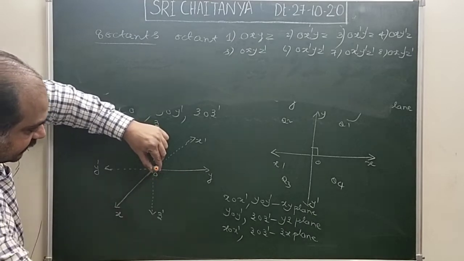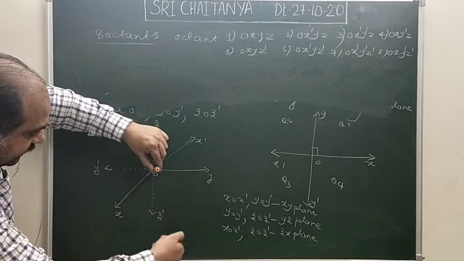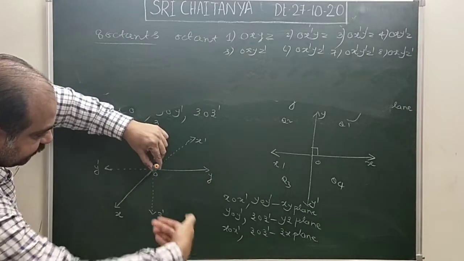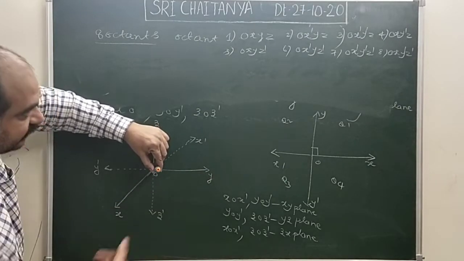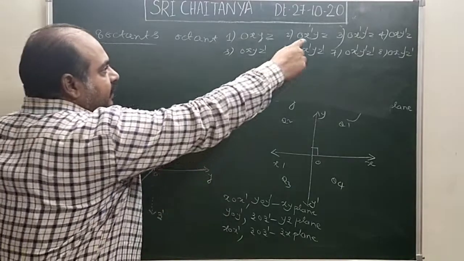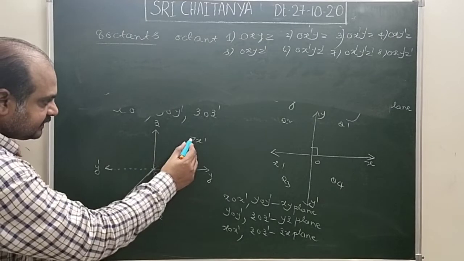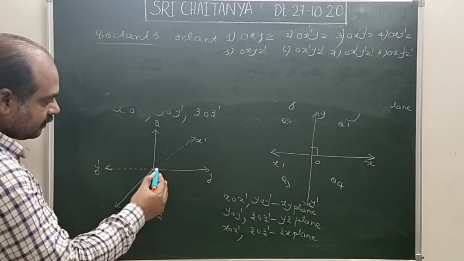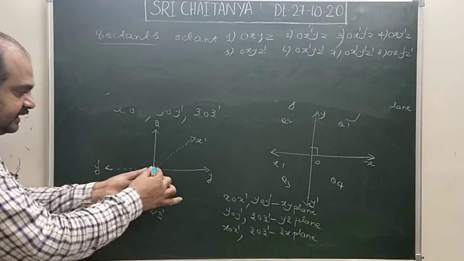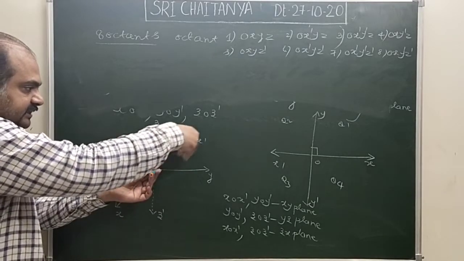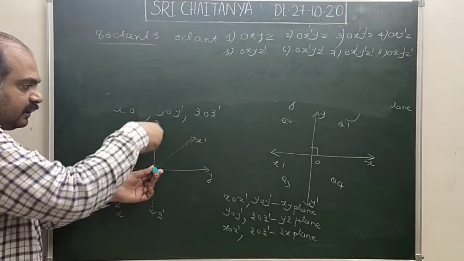This space is there, this here. Look at boundaries Ox, Oy, Oz. This space is called octant 1. Similarly, Ox dash Yz. Look at here. Ox dash is this. Oy is this. Oz is this. Look at, Ox dash Oy, Oz. This space is called octant 2.